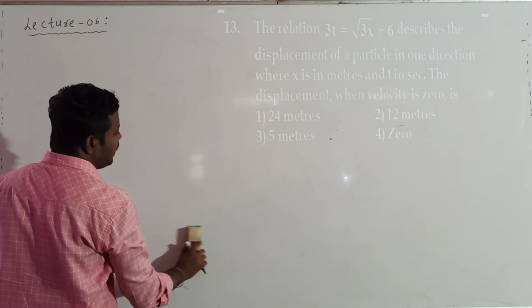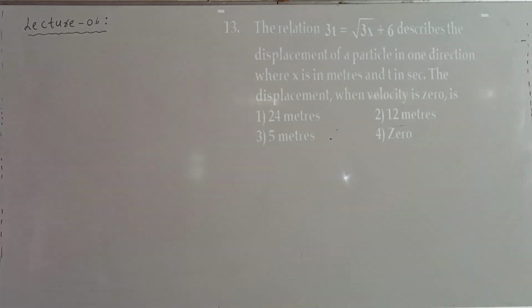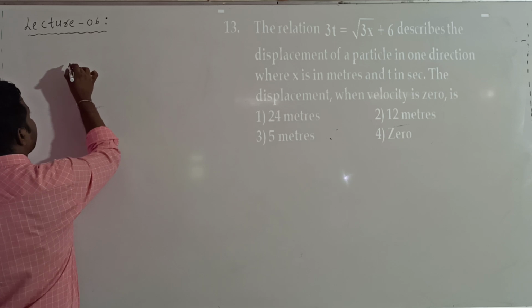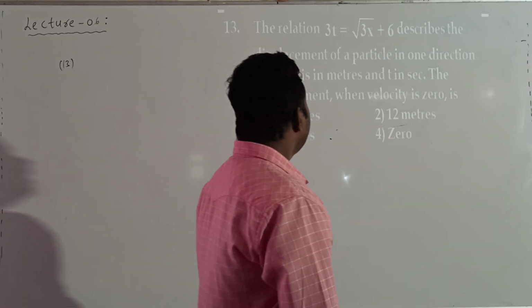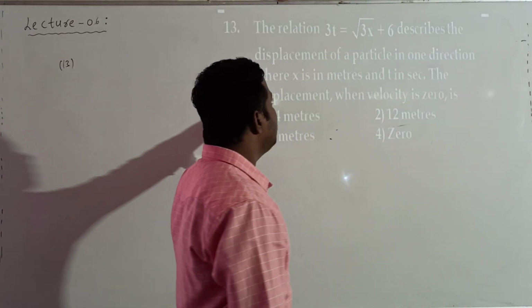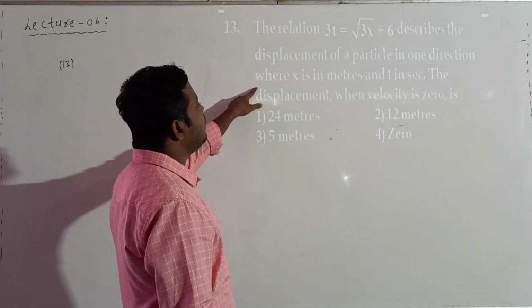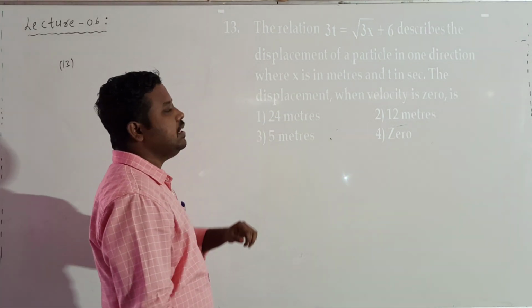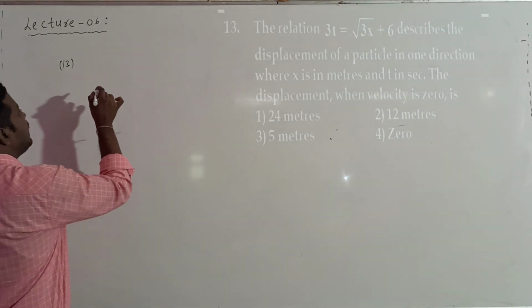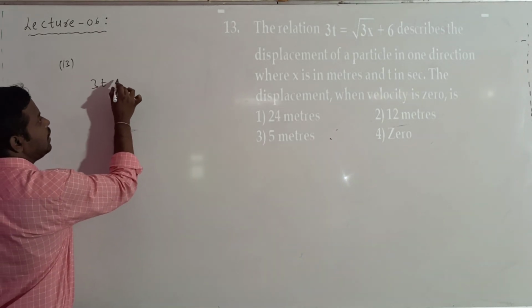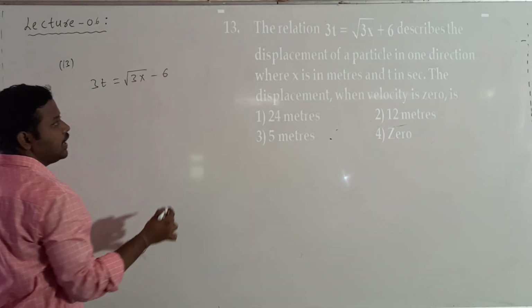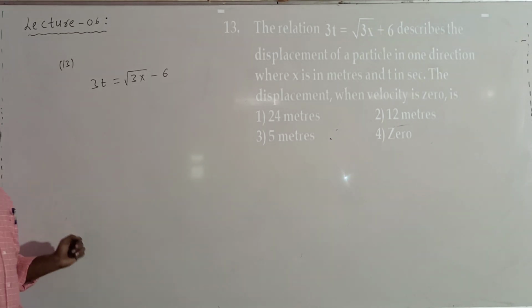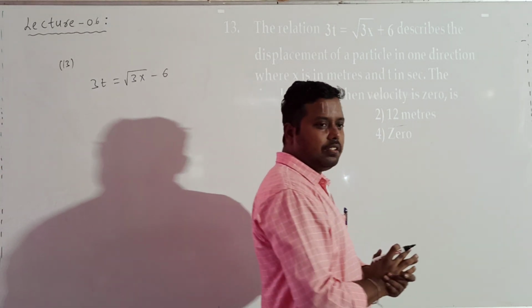Meanwhile, after completion of the 6th one, let us see the 13th. In this question, the relation given is root 3x = 3t + 6. It describes the displacement of a particle in one dimension, where x is in meters and t is in seconds. They are asking for the displacement when velocity is 0. They have given the relation between time and displacement: root 3x = 3t - 6. They are asking us to calculate the displacement when velocity is 0.